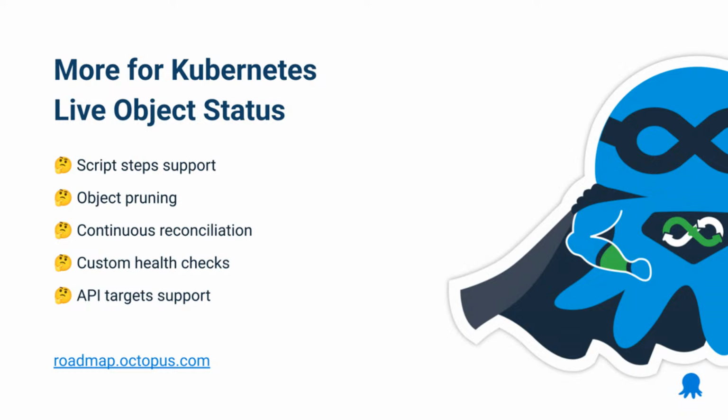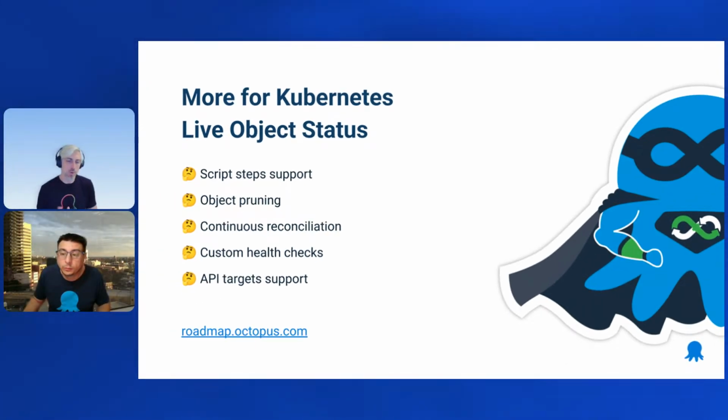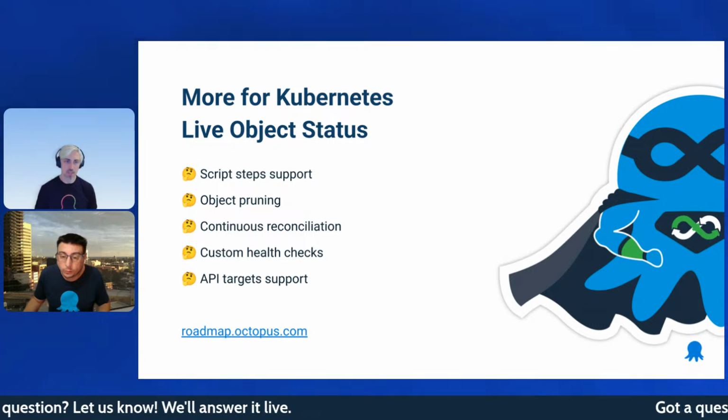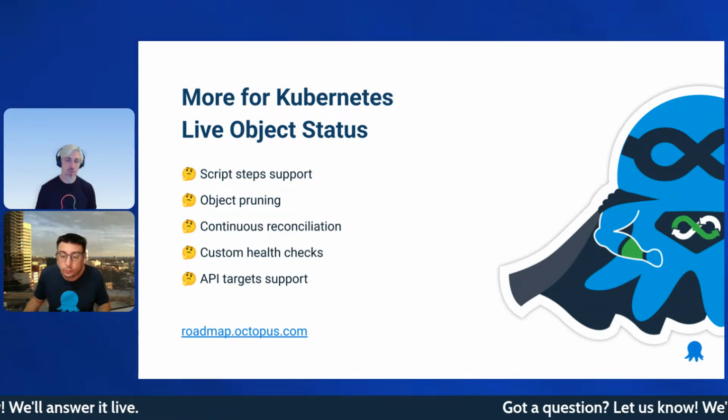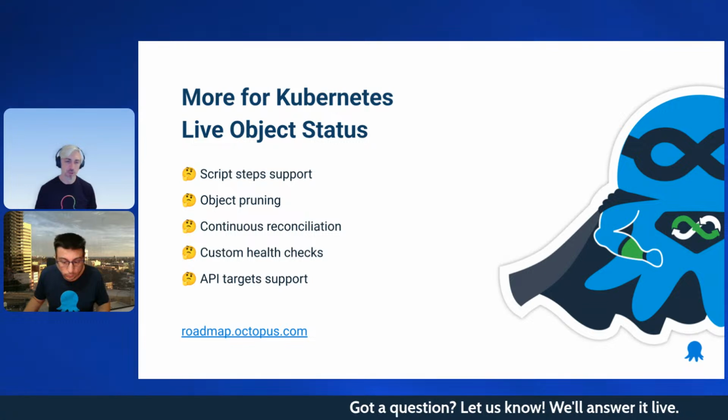Another one is custom health checks. And this is all about the set of objects we support. For now, we support quite a few of built-in, most known objects. So you won't have issues if you use deployment services, ingresses, all that stuff. However, you might have some custom CRDs or not so popular objects deployed with Octopus. In this case, Octopus will show you that the object is synced, but it won't show you if it's healthy or not. So with custom health checks, you'd be able to add custom checks and use your code to determine health of the object.